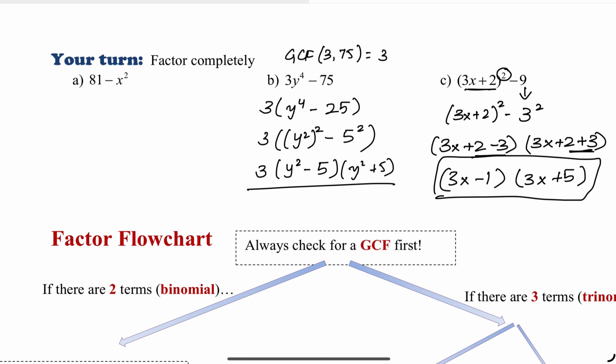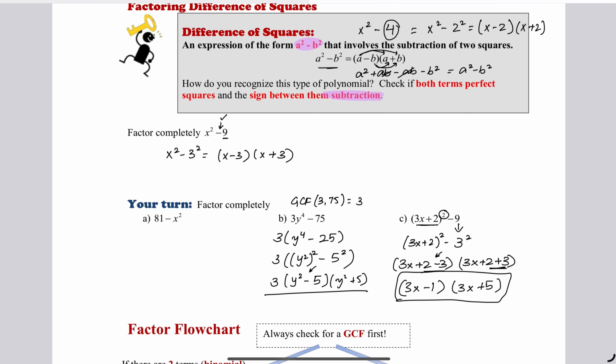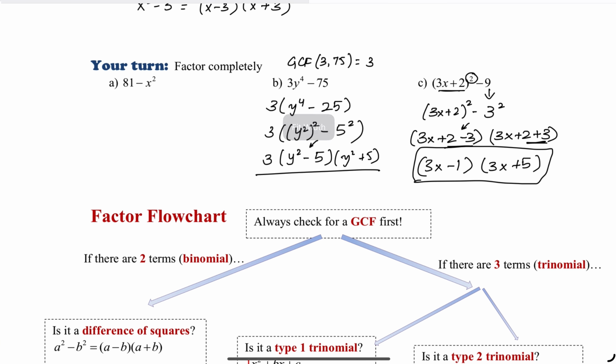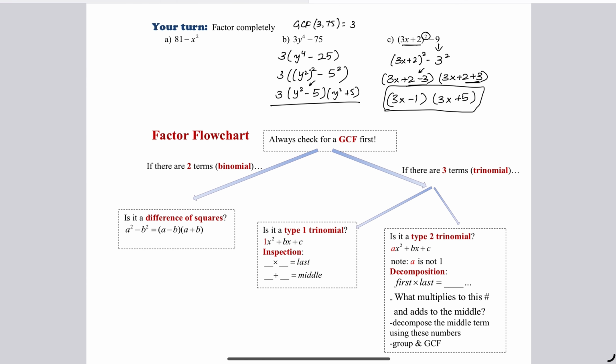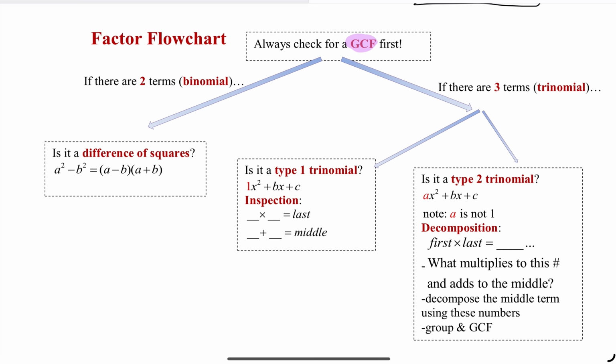Doesn't really matter if you add first or subtract first. Like over here, I subtracted first. You can add first as well. So in a nutshell, what we did when it comes to factorizing, always check if you have a greatest common factor first so that you can factor that out. Then if you have two terms like a binomial, is it a difference of squares? Does it have a minus and does it have squares? If it does, use difference of squares.